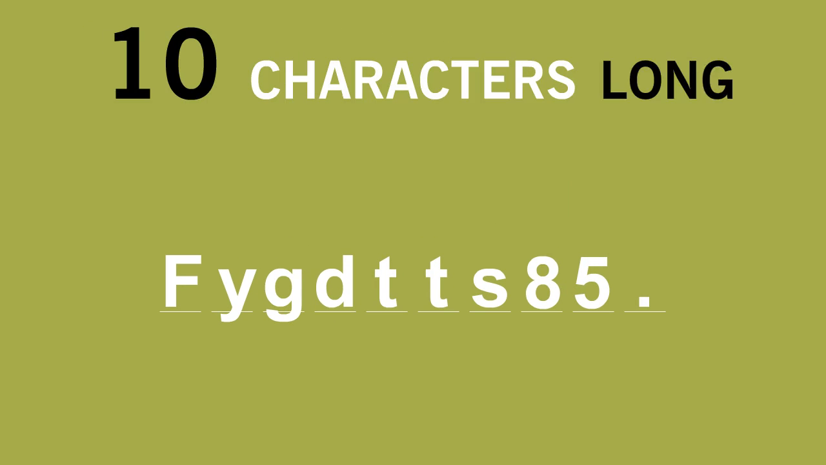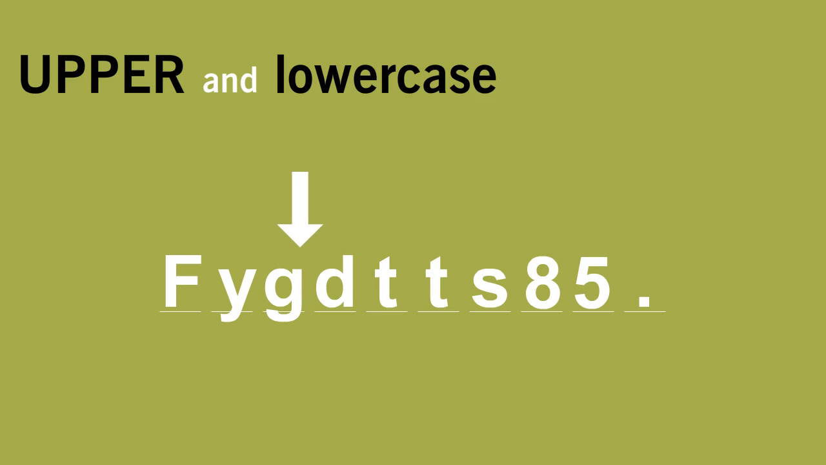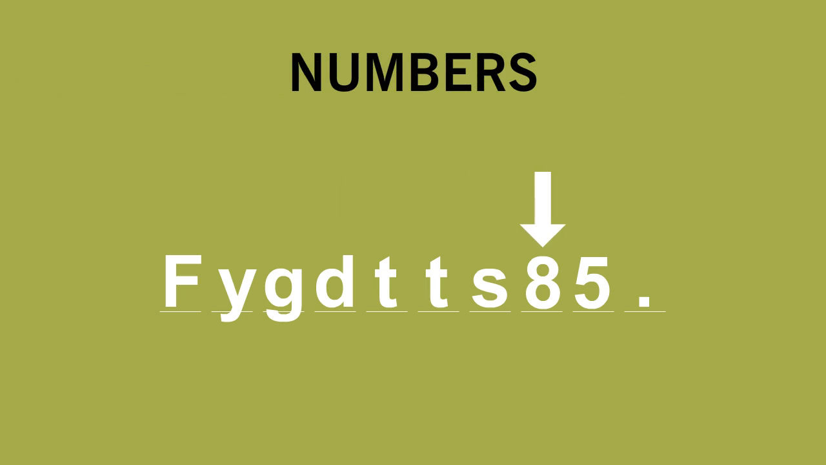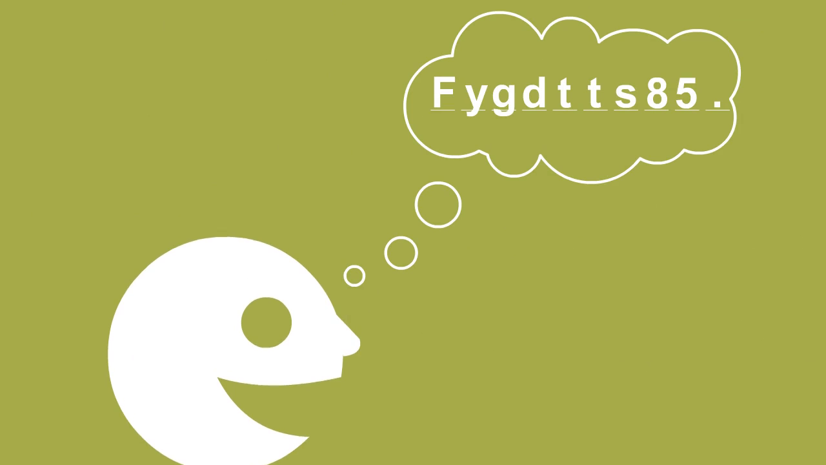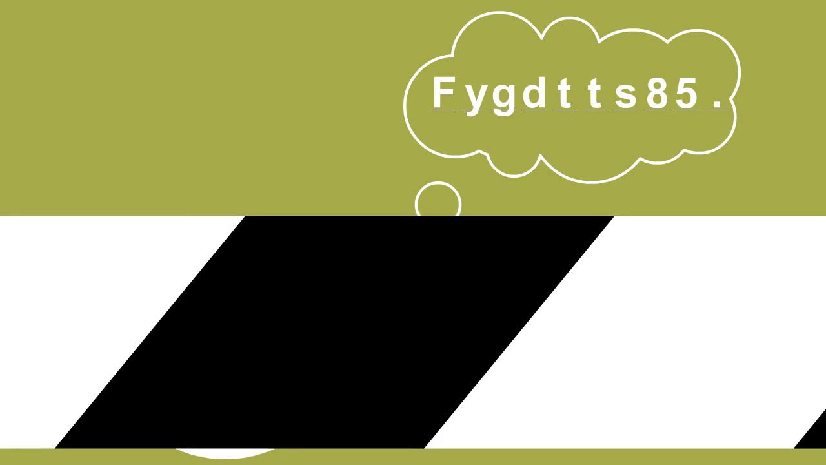FYGDTTS, period. And then add numbers that make sense in the context, such as FYGDTTS85, period. Since the movie The Goonies was released in 1985. This password is 10 characters long, includes upper and lowercase letters, numbers, and a special character, the period, and is pretty memorable, especially among fans of the movie.